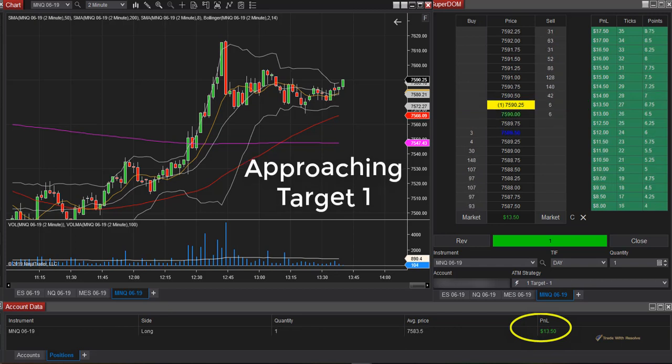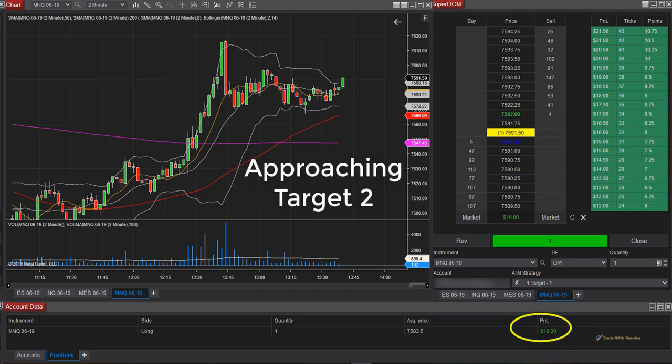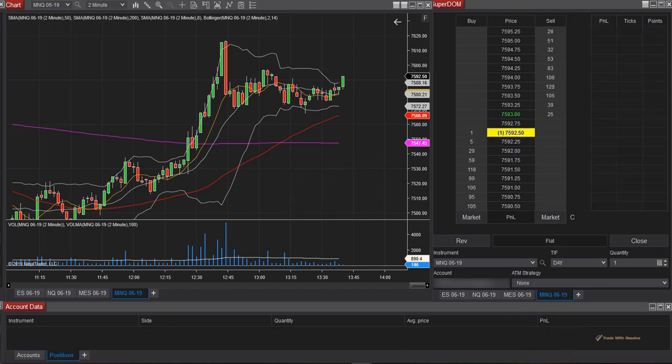Target filled. Target filled. I am all out of the trade for a $23 profit with just two contracts of the Micro E-mini NASDAQ futures.